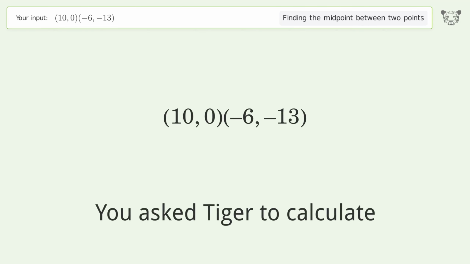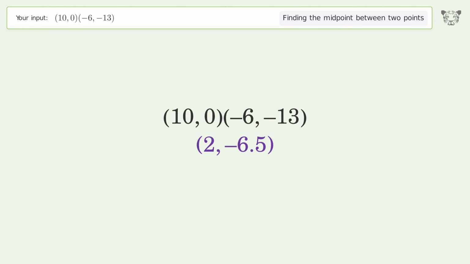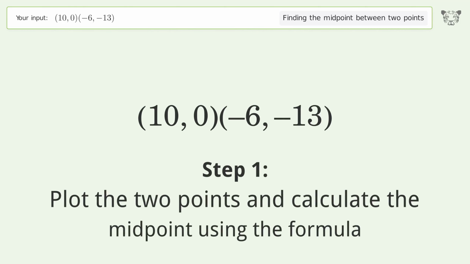You ask Tiger to calculate. This deals with finding the midpoint between 2 points. The midpoint between the 2 points is 2, -6.5. Let's solve it step by step. Plot the 2 points and calculate the midpoint using the formula.